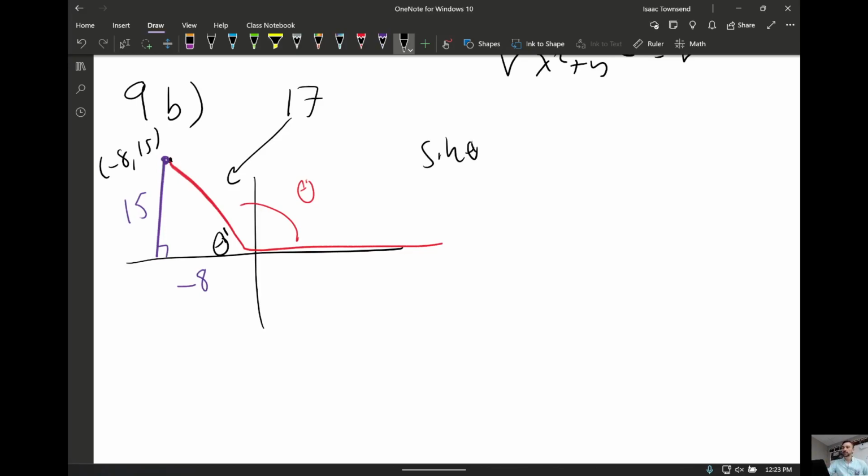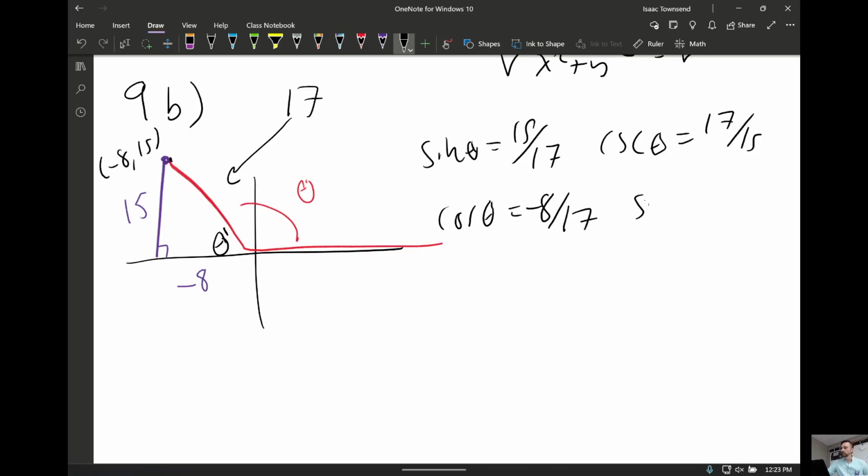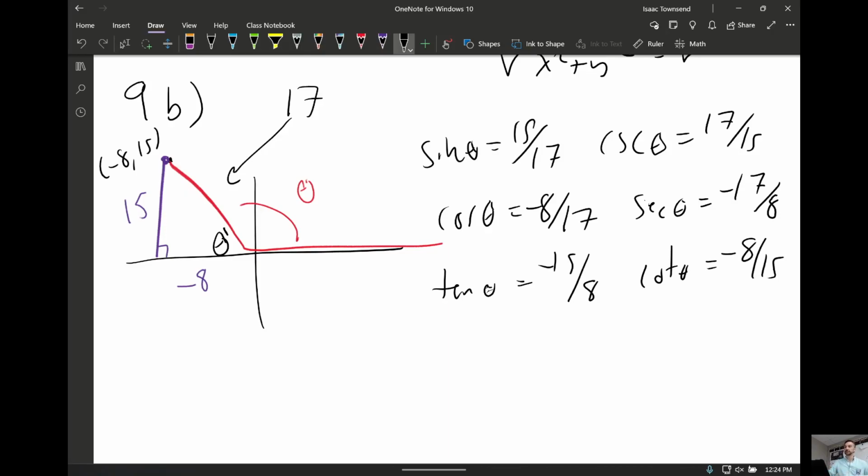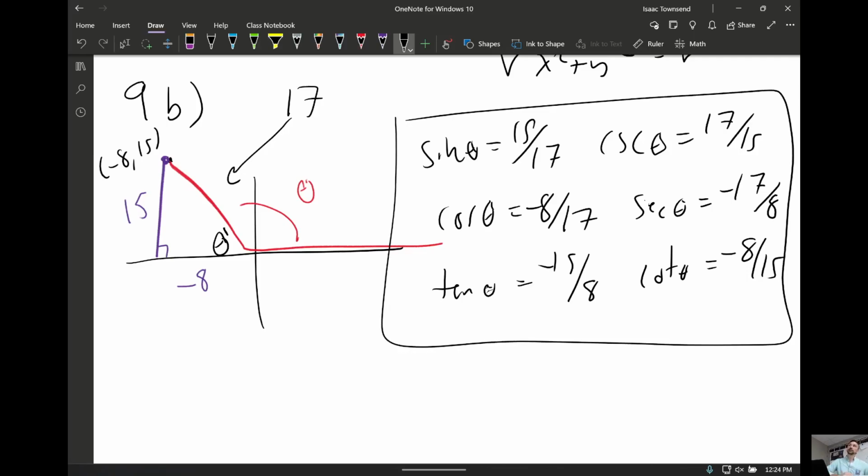So if you want to know sine of the reference angle, it's going to be opposite over hypotenuse, cosecant is the reciprocal. Cosine will be adjacent over hypotenuse, secant is the reciprocal of that, and tangent is opposite over adjacent, cotangent is adjacent over opposite. All 6 answers.